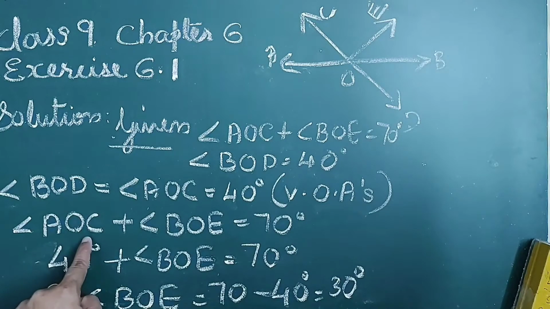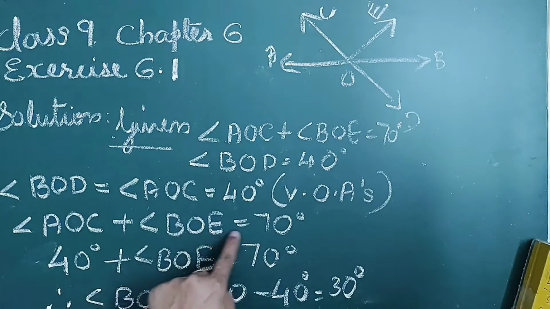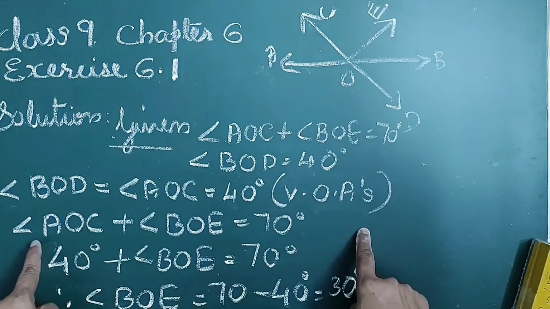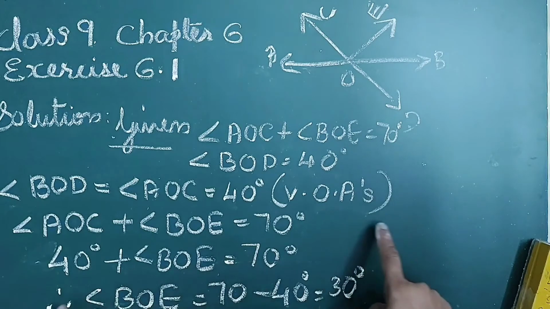Now, angle AOC plus angle BOE is equal to 70 degree. It is given. Angle AOC is equal to 40 degree plus angle BOE is equal to 70 degree. Therefore, angle BOE equal to 70 minus 40 degree is equal to 30 degree.